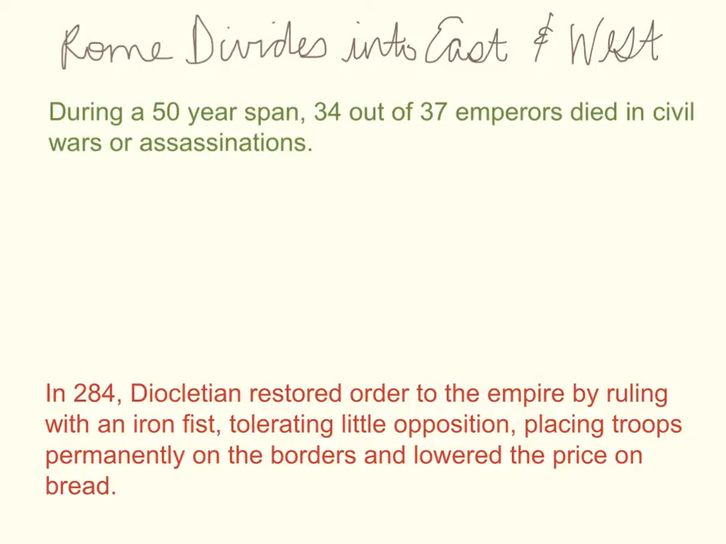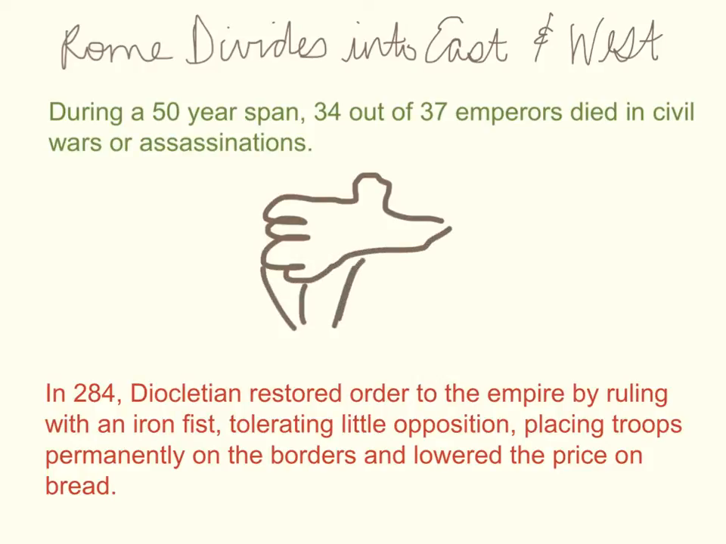Now in 284, a guy named Diocletian will come to power. He restores the order of the Roman Empire by ruling with an iron fist. So I'll make my little fist here, and he slams it down on the table. Iron fist. He didn't tolerate opposition at all. He placed troops permanently on the borders to protect it, and he lowered the price of bread. Now you might say, well, whoop-de-doo, but poor people would appreciate that, so he appealed to the poor people in that sense.